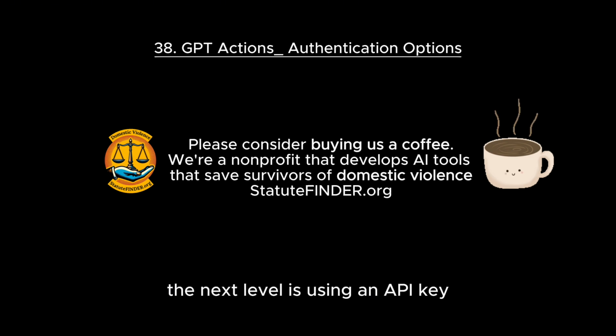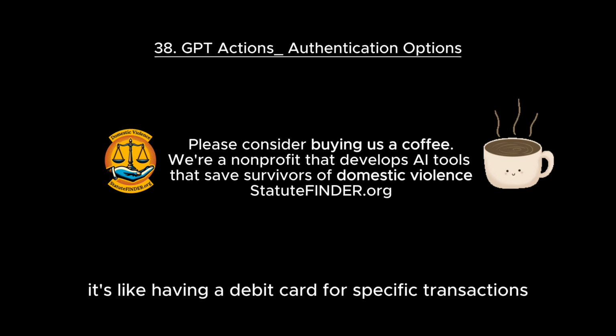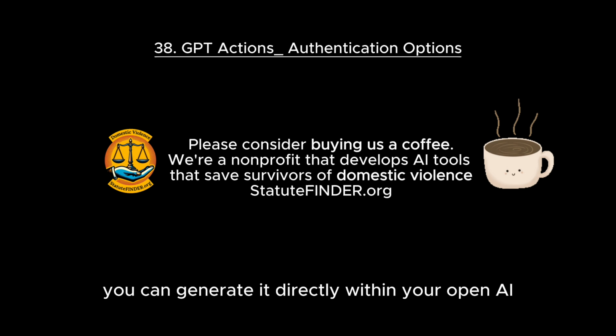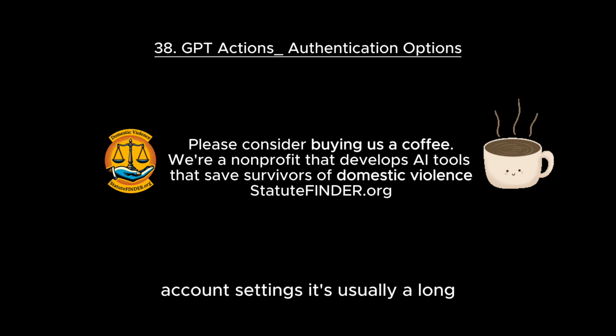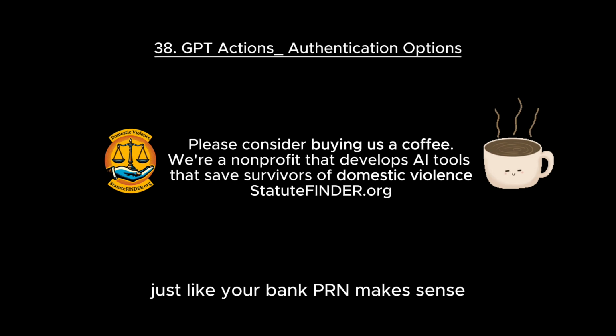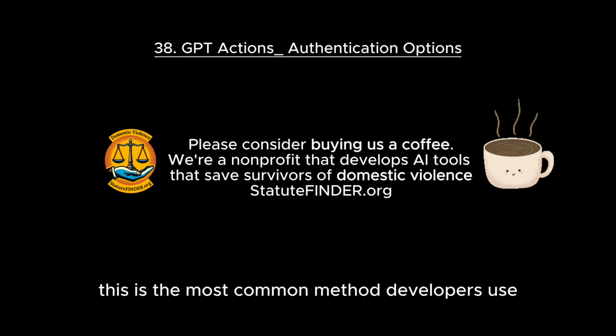The next level is using an API key. This is like your unique identifier that lets OpenAI know who's making the request. It's like having a debit card for specific transactions. So it's more secure than none, but how do I actually get this API key? You can generate it directly within your OpenAI account settings. It's usually a long, random string of characters that you'll need to keep secret, just like your bank PIN. Makes sense. I'm guessing this is the most common method developers use.